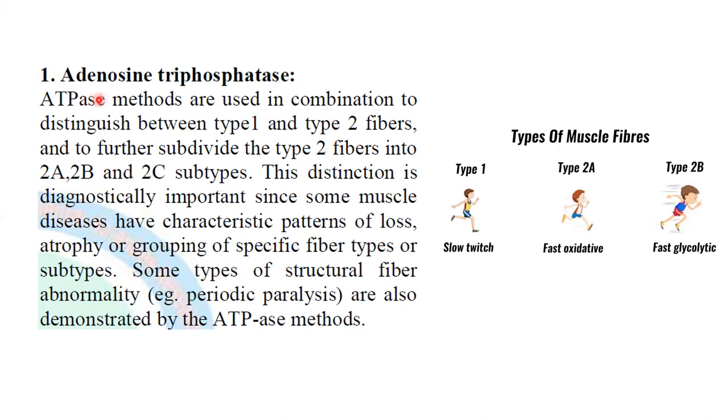So ATPase, adenosine triphosphatase, methods are used in combination to distinguish between type 1, type 2, and type 3 muscle fibers. This distinction is diagnostically important, since some muscle diseases have characteristic patterns of loss, atrophy, and grouping of specific fiber types or subtypes. Some types of structural fiber abnormality, such as periodic paralysis, can also be demonstrated by demonstrating the adenosine triphosphatase within the tissue. Most muscular disorders can be detected by this ATPase technique.